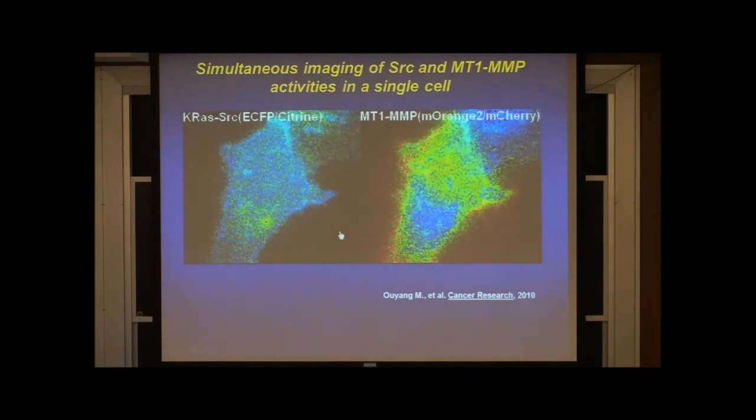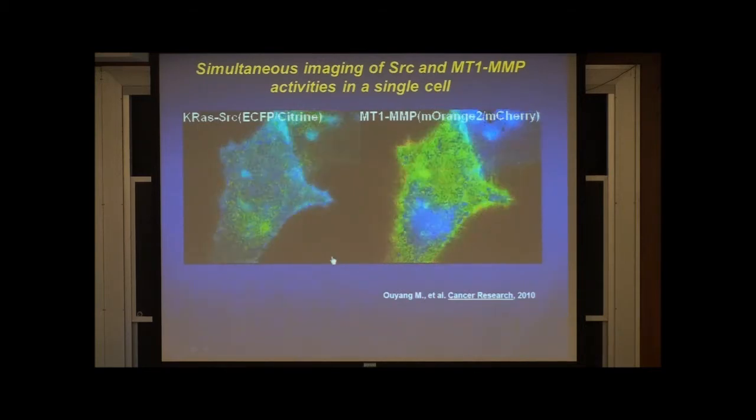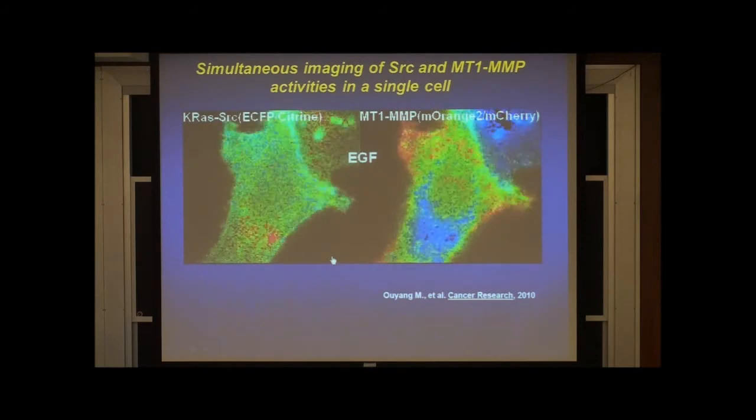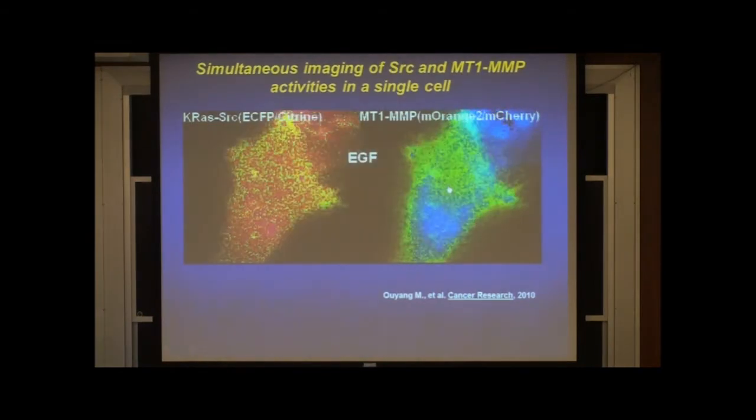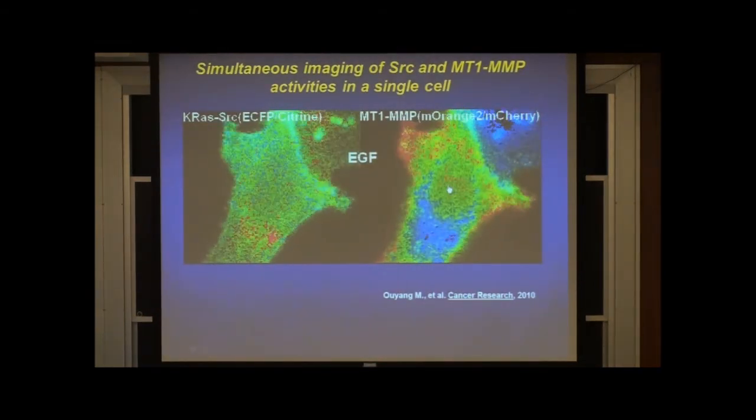On the left, we are visualizing Src activity based on CFP-YFP. And on the right, we are visualizing the membrane-bound matrix metalloproteinase. Okay? As you can see, this is the same cell, and we monitor them simultaneously. When we stimulate cells, you can clearly see the Src activity is very global, fast and transient, whereas MT1-MMP activity is relatively slow and mainly concentrated at the cell periphery. Okay? Suggesting this combination of colors of fluorescent biosensors can allow you to visualize the spatial-temporal interaction between different molecules.